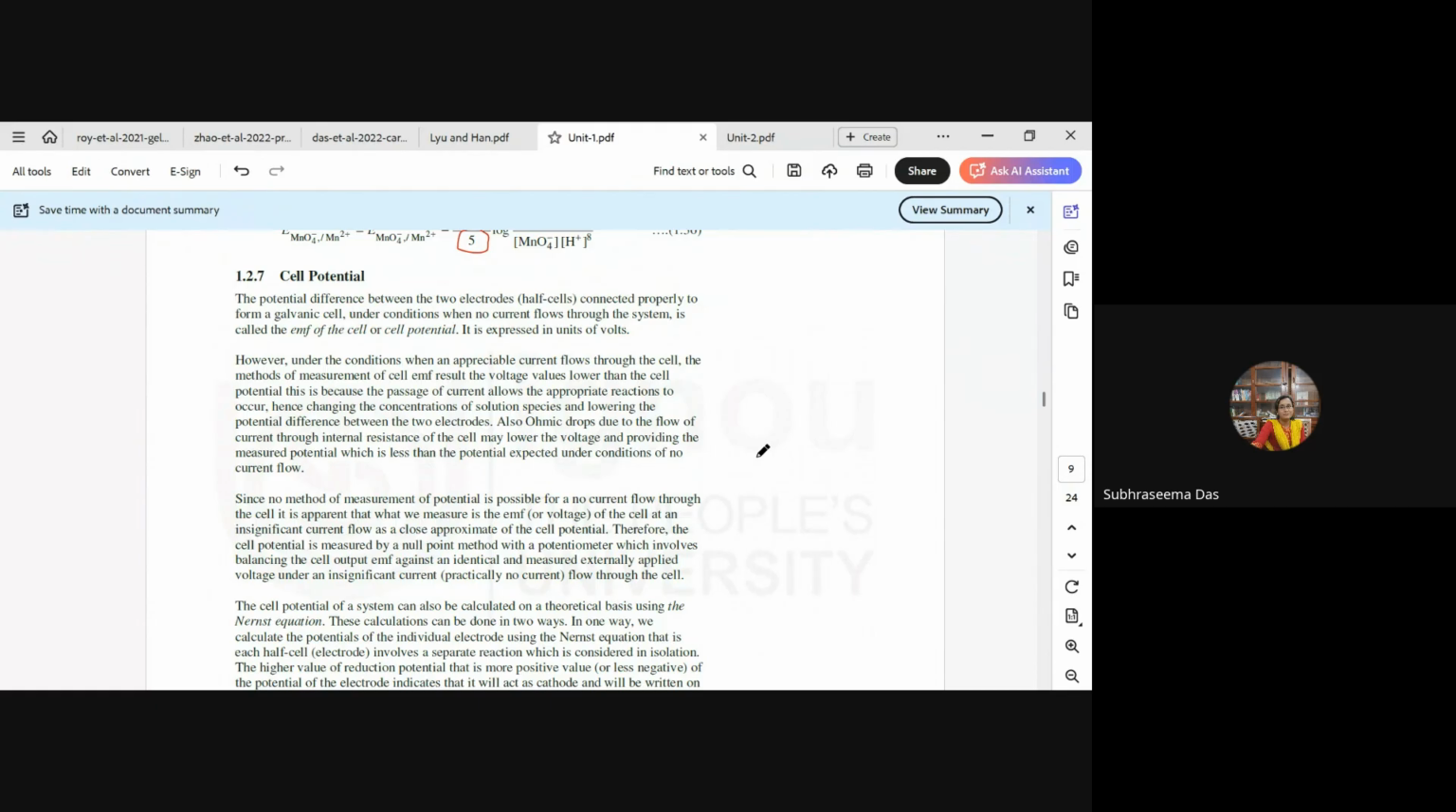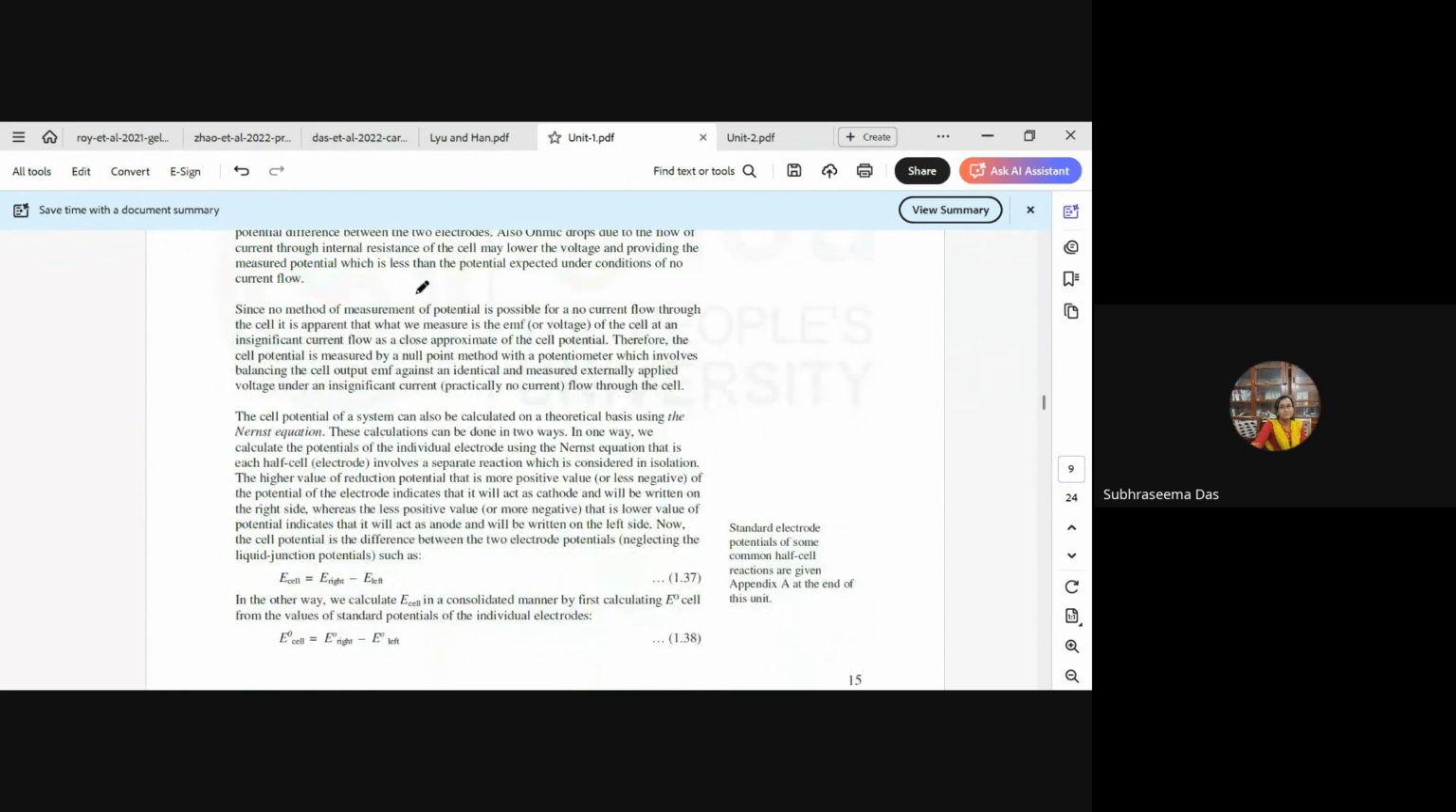Now, when current flows through the system, the EMF changes. When you allow current to pass through the system, the methods of measurement of cell EMF result in voltage values lower than the cell potential, because the passage of current allows appropriate reactions to occur, hence changing the concentration of the solutions and lowering the potential difference between the electrodes. So there has been no method for measurement of potential.